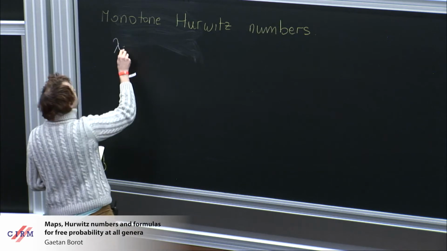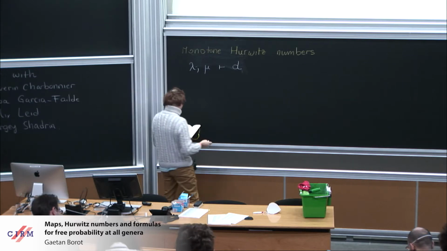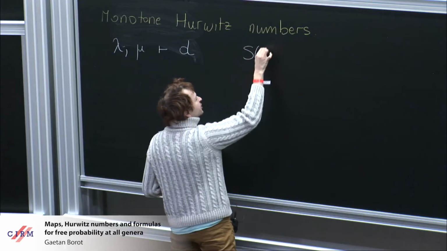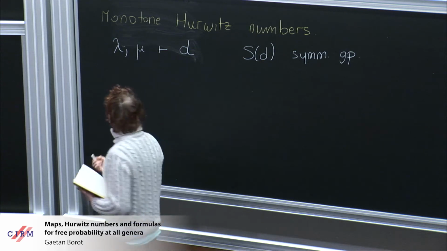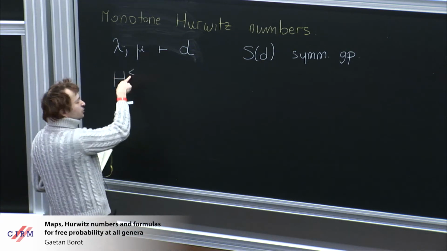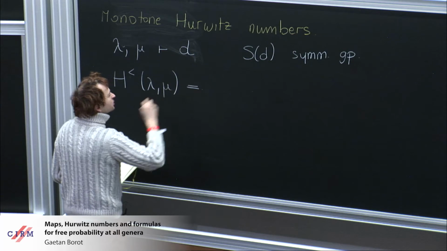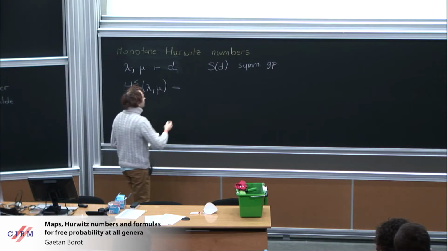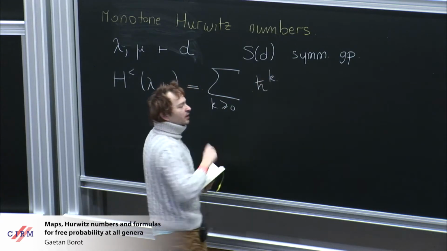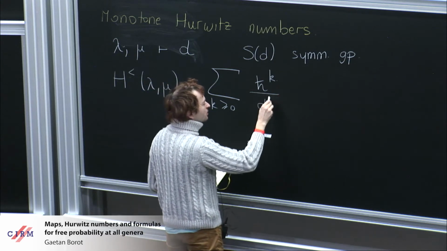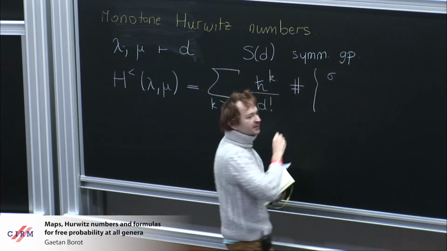So I will fix lambda and mu to be two partitions of an integer d. And so S_d, for notation, will be the symmetric group on d elements. And the monotone Hurwitz number, so that will be strictly monotone to start with, depends on two partitions of d. And for me, it will be a generating series with a formal parameter h bar and a symmetry factor. And then what you want to do is to count the number of ways of factorizing the identity in the symmetric group.